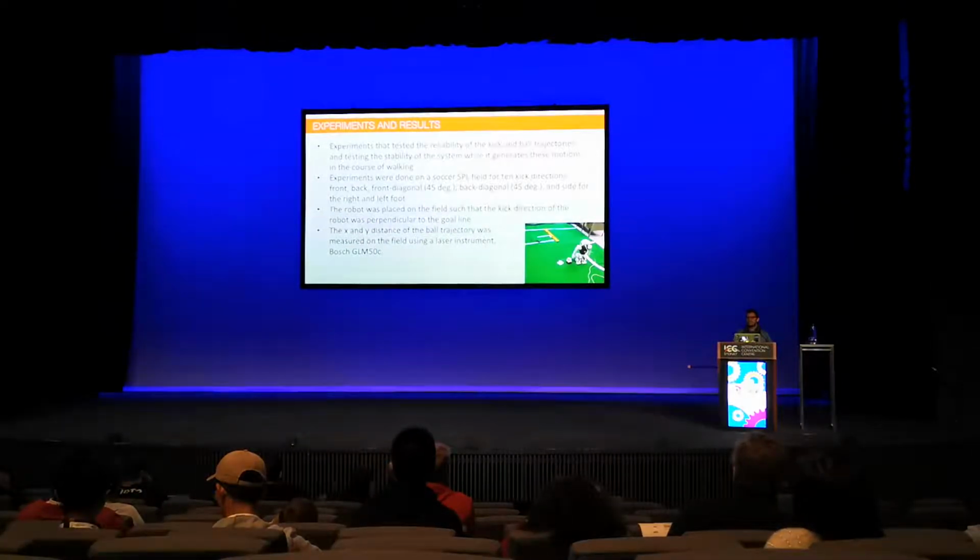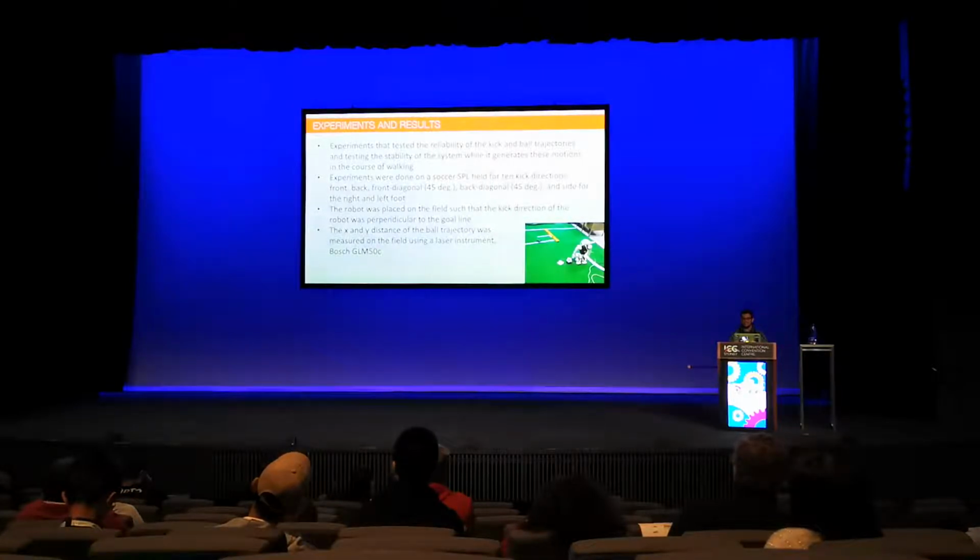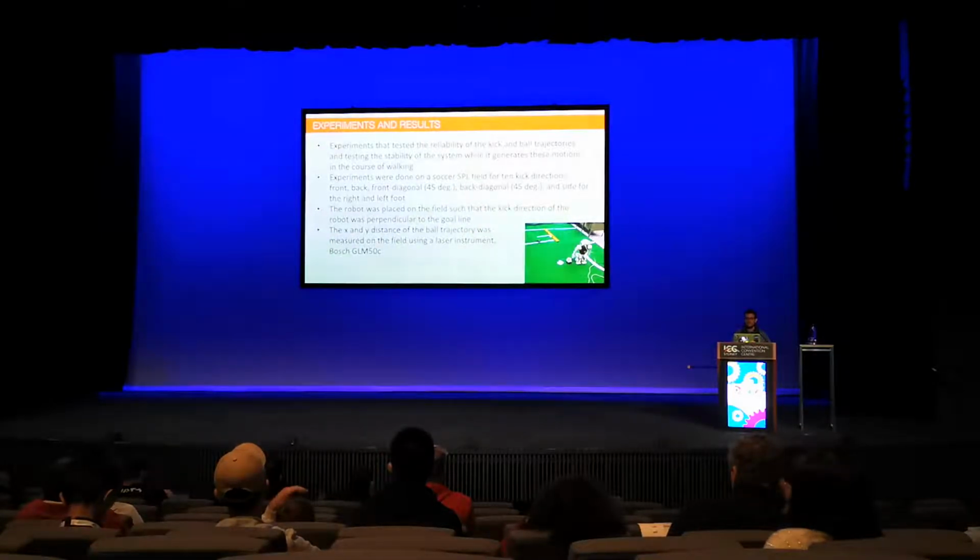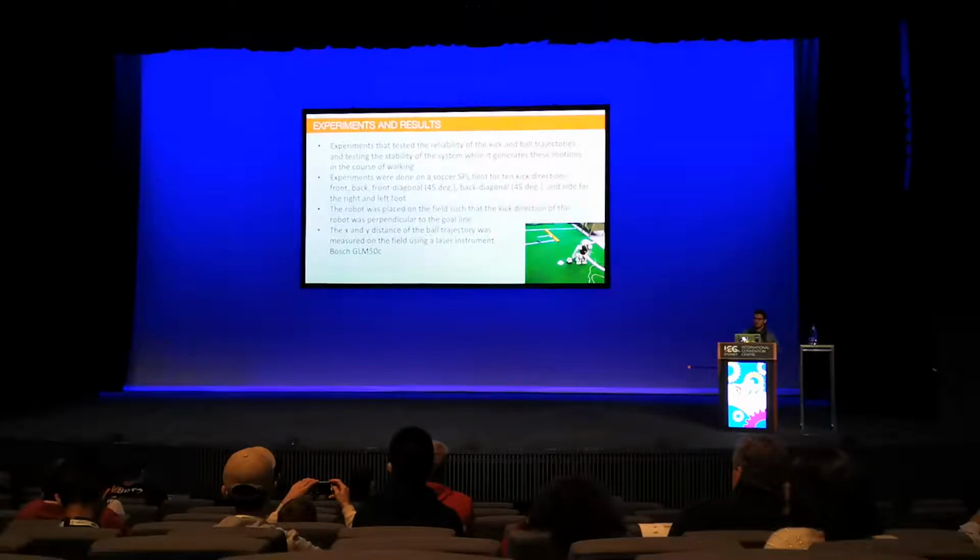So to test the validity of the integration of both the kick and walk controller, we designed 2 experiments that tested the reliability of the kick trajectories and the ball trajectory, while also testing the stability of the system while it generates these motions in the course of walking. The first experiment conducted was to test the performance of the kick controller while the robot walks. And in the second experiment, the stability of the robot was tested by observing the center of mass trajectory.